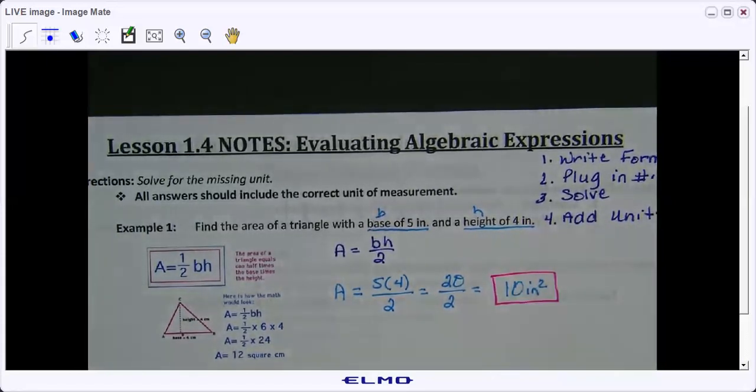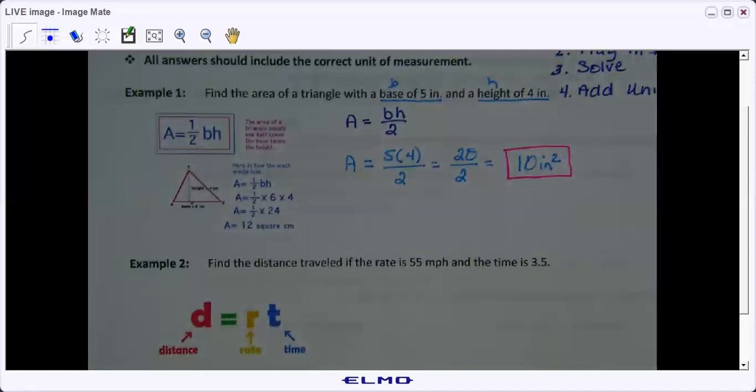Okay, so if you ever get stuck and you don't know what to do next, please come back to your notes and check those steps, especially when we start solving long equations. This is what you're going to want to do. Okay, so we've done this one. Let's go down to example 2.